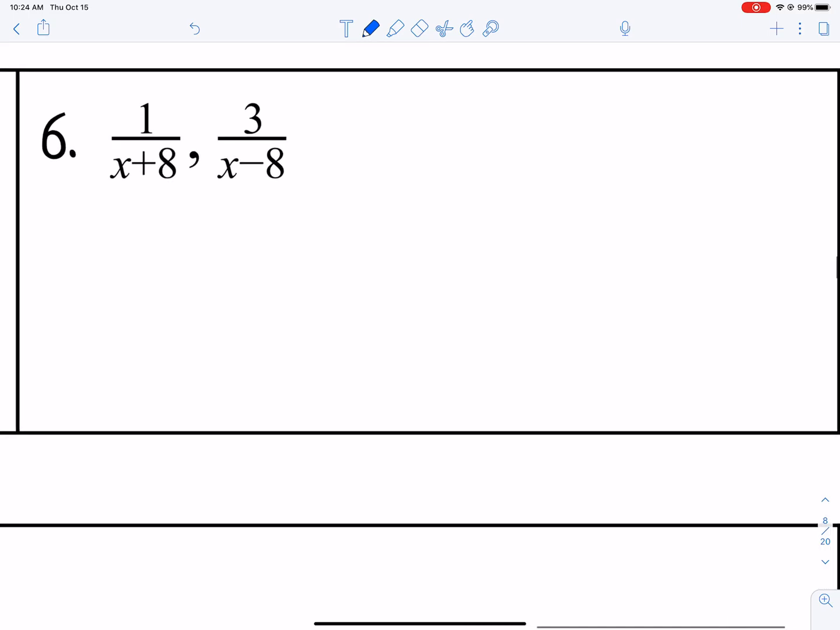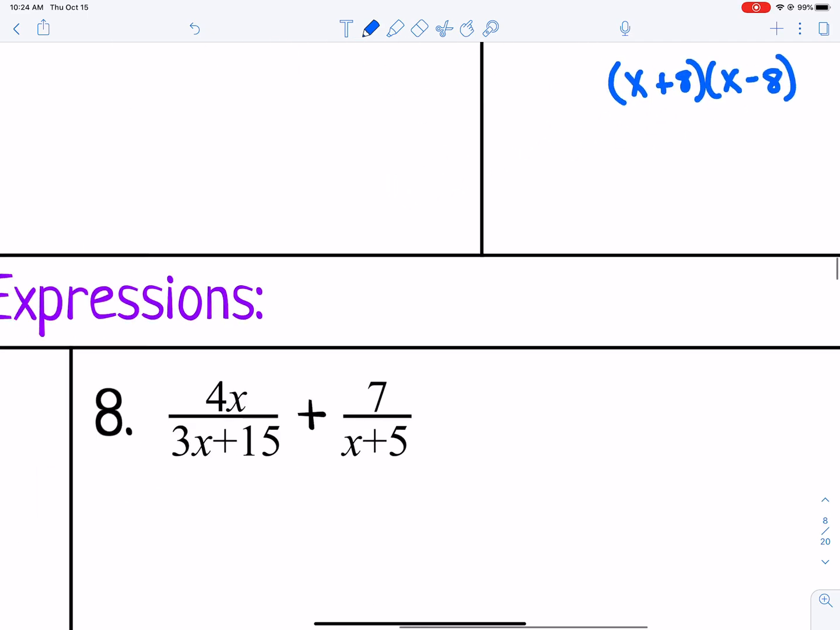And that's similar to number 6. We have x plus 8 and x minus 8. There's no way to turn one of those into the other, so we just need one of each. So our least common denominator would be x plus 8 and x minus 8.